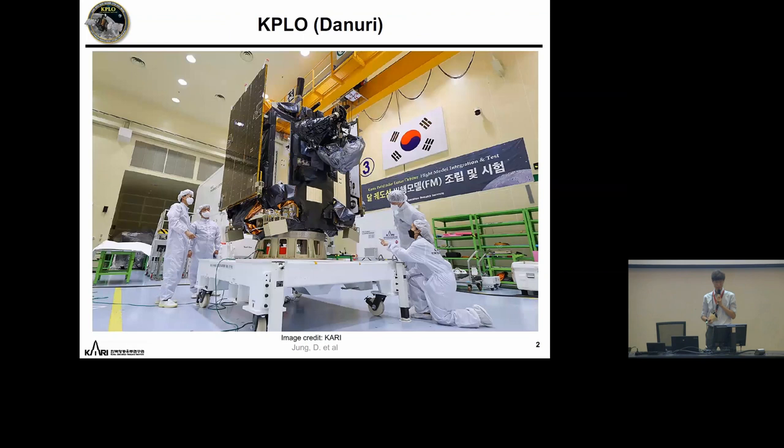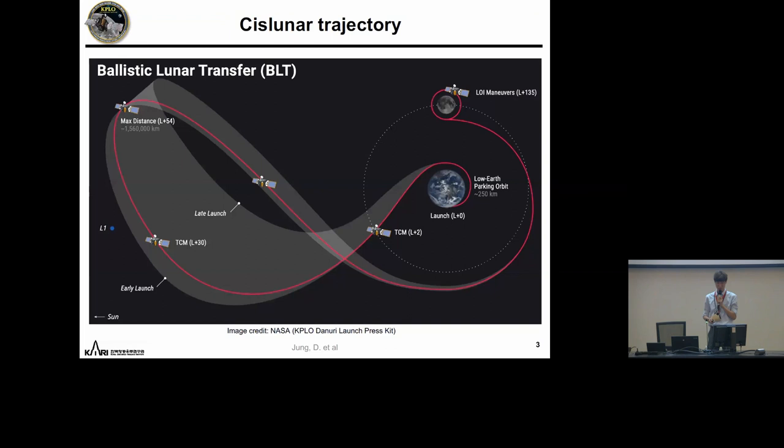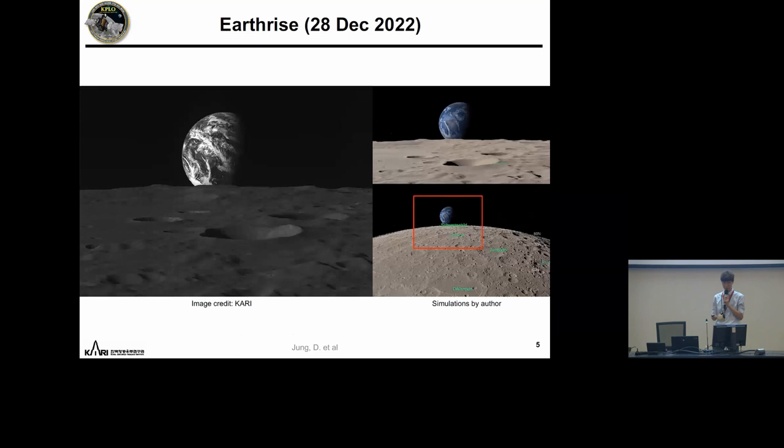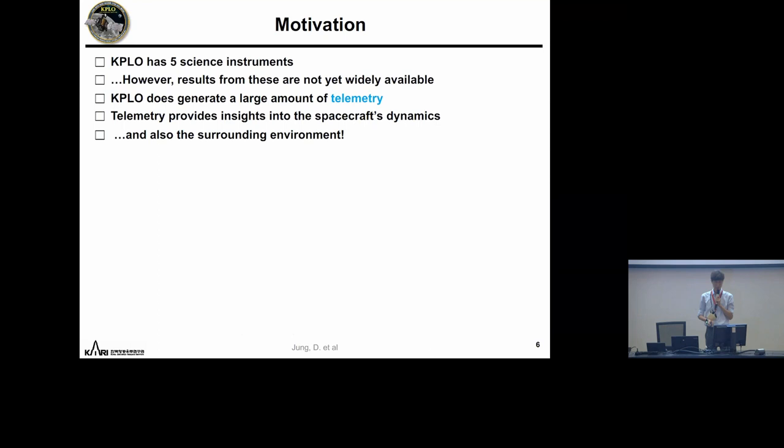So this is the route that Danuri took to the moon. Very long route. It's the first flight from the LUTI camera. A very nice Earthrise image and one of the simulations that I did to match it. So KPL's five sciences, not including the DTN payload, that's a technology demonstration. None of the results are widely available yet. Probably a lot of them are under embargo.